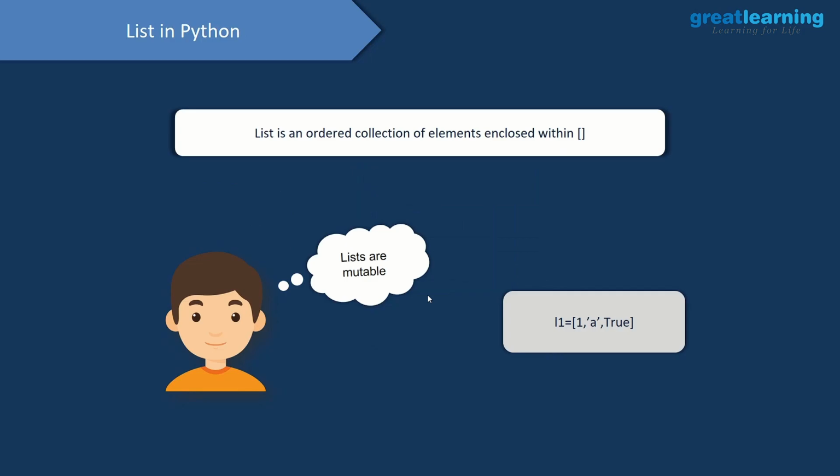So that was tuple. Now we'll head on to the second data structure, which is a list. A list is an ordered collection of elements enclosed within square braces. The difference between a list and a tuple is that tuples are immutable. That means they cannot be changed, or the values inside them cannot be modified once they're created. But a list is mutable. That means the values inside it can be modified as and when we want.